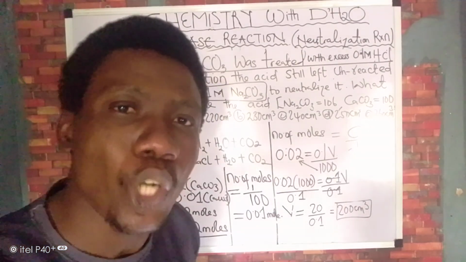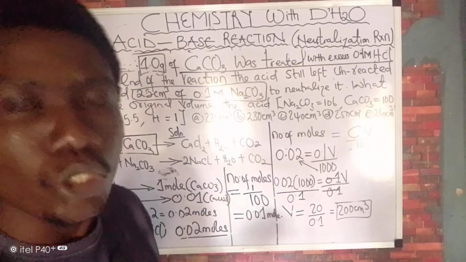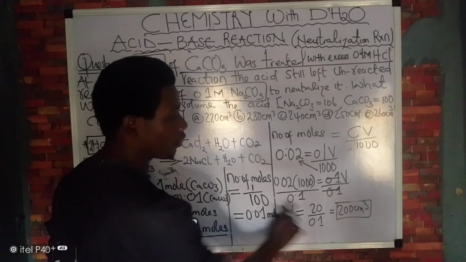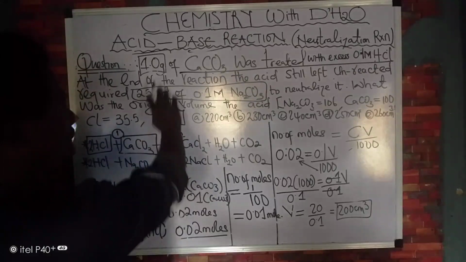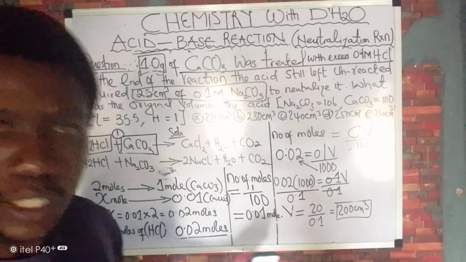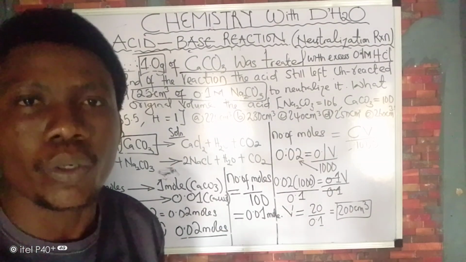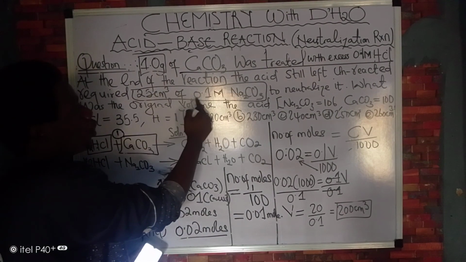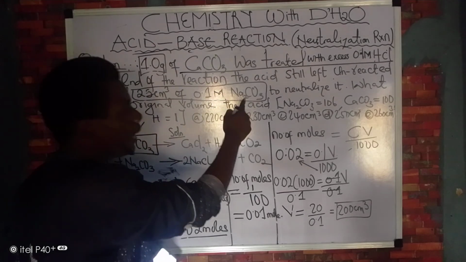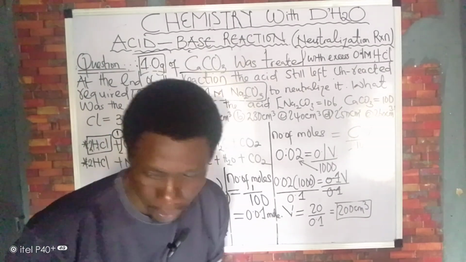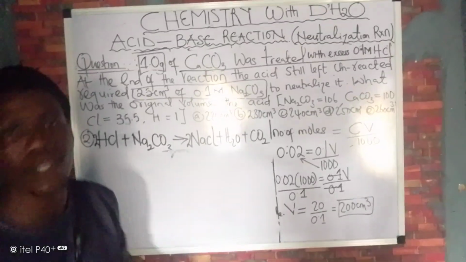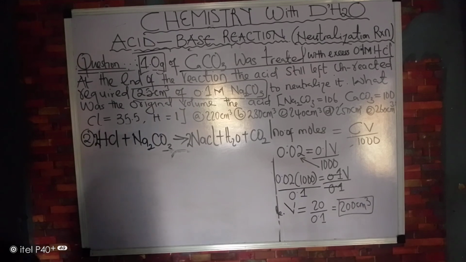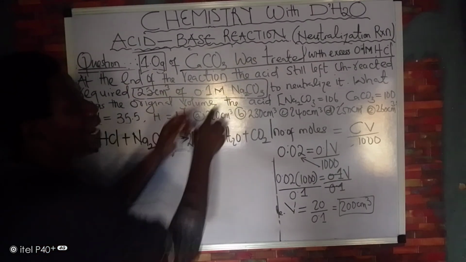Don't forget, we are looking for the original volume of the acid. Some of the volume went to react with this. So this is just the volume that reacted with the CaCO3, so we should be looking for it in the options. Let us now calculate the volume that reacted with 25 cm cube of 0.1 mole per dm cube Na2CO3.